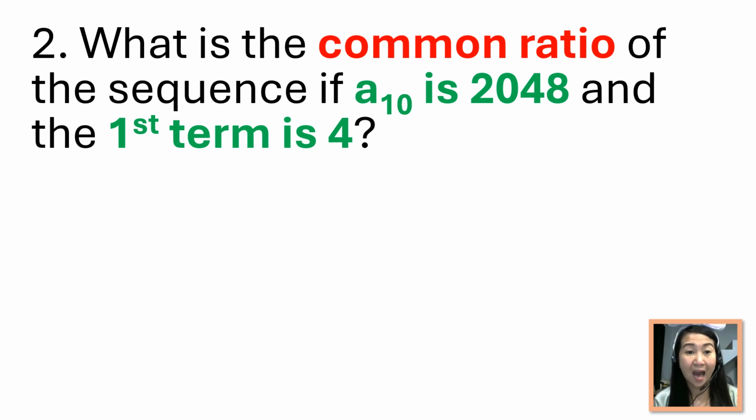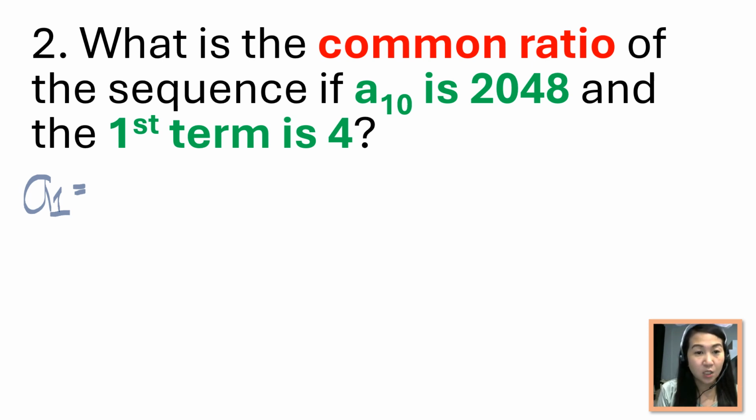So again, we have 3 steps. Step number 1, we need to write all the given that is available. So what is the value of a sub 1? By the way, you have to remember that there are only 4 given that we always have in all our sequences. So we always have the value of the first term, the value of the common ratio or the common difference, the value of n, and the value of a sub n or the last term.